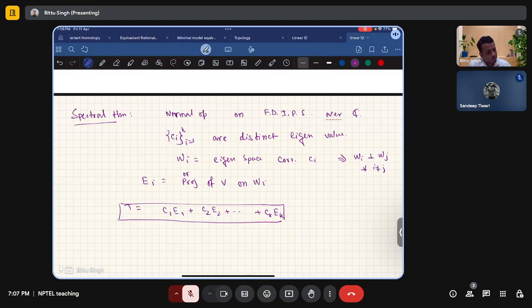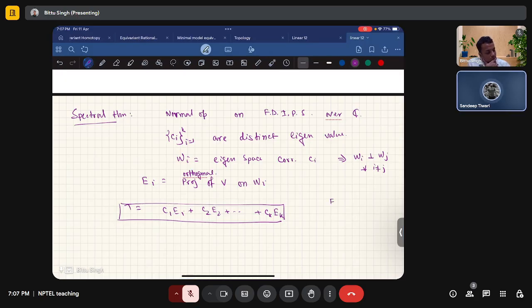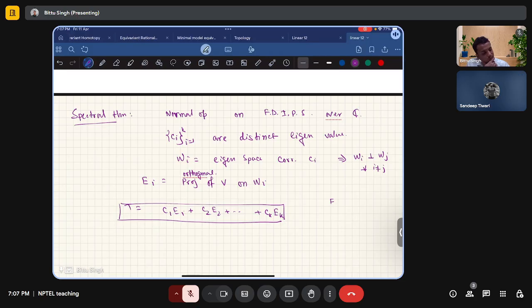Those are orthogonal projections. So what are C1, C2, Ck? Those are eigenvalues, distinct eigenvalues.